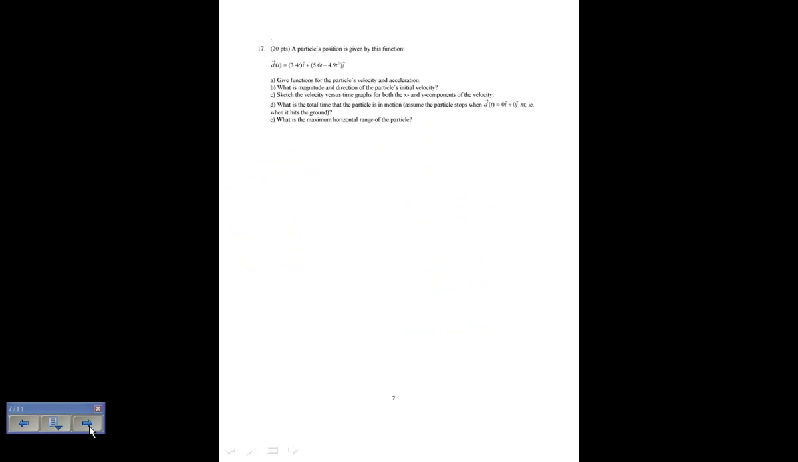All right, a particle's position is given by this function. I want to first give functions for the particle's velocity and its acceleration. So for part A, the velocity is just the first derivative. That is going to be 3.4i, the derivative with respect to t, plus 5.6 minus 9.8t in the j direction. And then the acceleration is the derivative of this velocity function, which is just going to be minus 9.8 in the j direction.